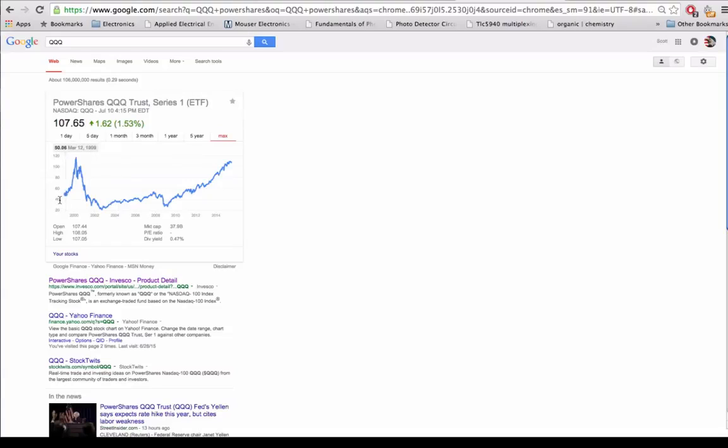Okay. Look, does this kind of remind you of something? Okay, QQQ is a composite index, right? And what does this show you? Do you remember the Bitcoin bubble? You remember what happened? And then look at this growth pattern that emerged for QQQ Powershares.